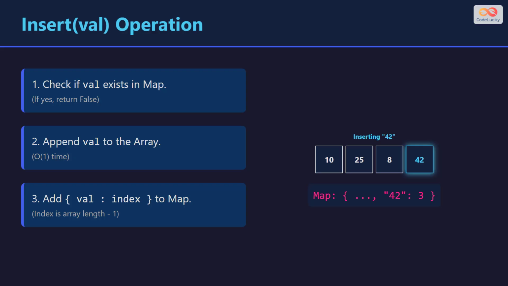To insert a value, say 42, we first check the map to ensure it is not already there. If it is new, we append 42 to the end of our array. Then, we record its position in the map. Since appending to an array and adding to a map are both average O of 1, the entire operation is constant time.